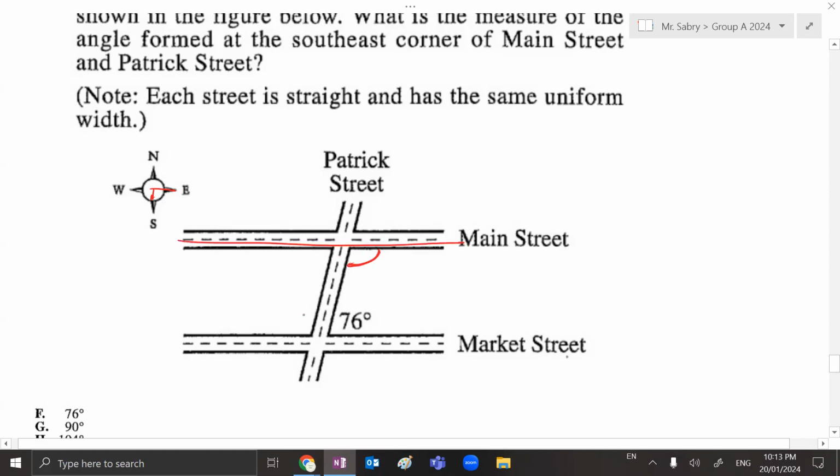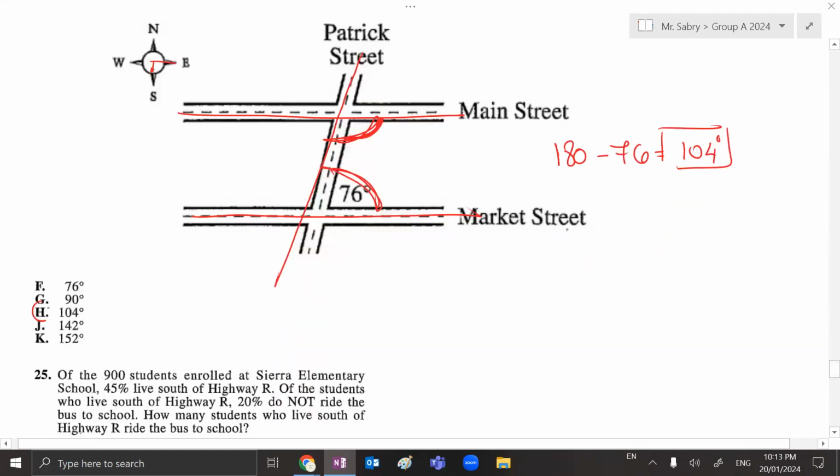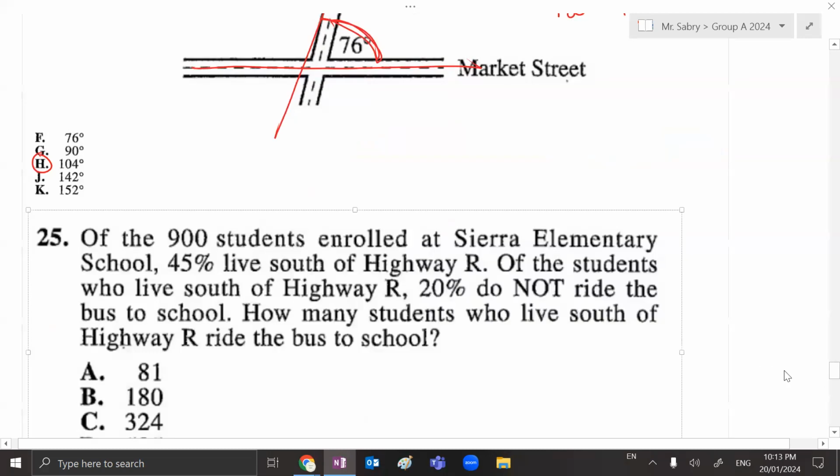Because this side is parallel to that one, and because this line cuts them both, it's called a transversal. Those two angles inside added to each other should be equals to 180. So if I just do 180 minus the 76, it would be 104 degrees, and that is the measure of the angle that they're looking for. One of the tricks about this question is to make sure that you are able to actually figure out what's the southeast angle.